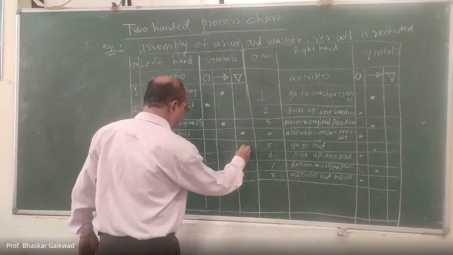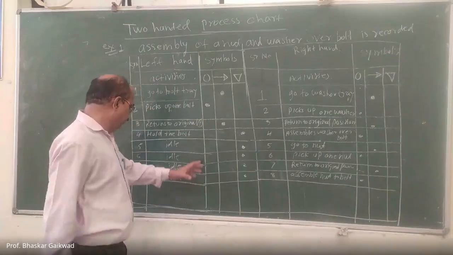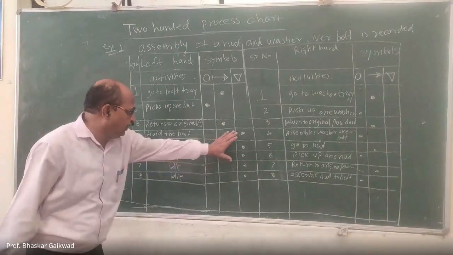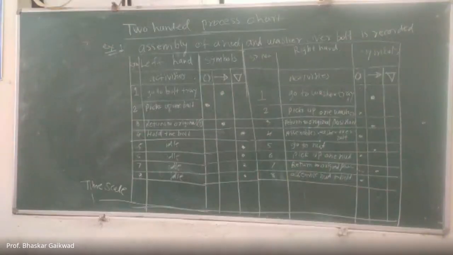So here idle. So idle means triangles will be there. Idle will be triangles. After this, our ninth, to the assembly tray, and after this we go to the next operation. The assembly of the nut and bolt is over. Now the assembly of bolt, nut and washer is there.